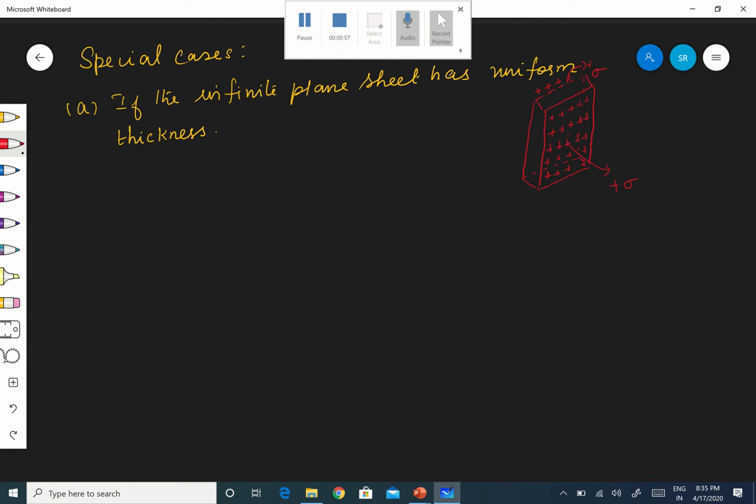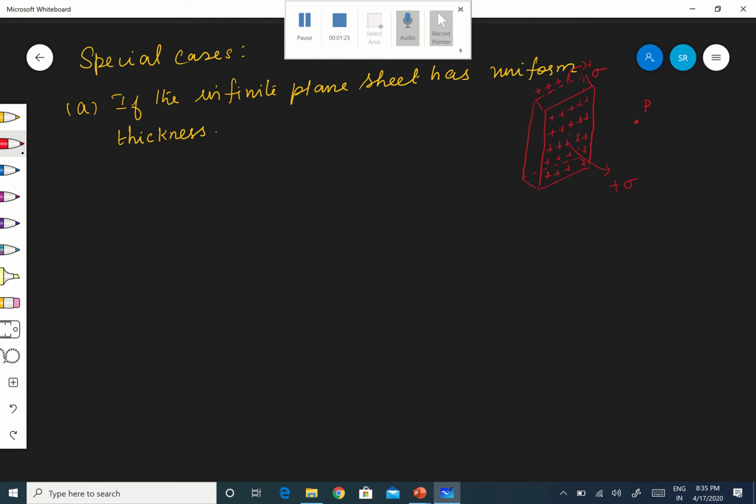Are you following? It has a thickness, therefore it has a back and front surface. The back surface is uniformly distributed, and the front surface also has charge uniformly distributed. Therefore there are two surfaces where the charge is uniformly distributed and the surface charge density is the same. Now I am interested in finding the field at this point.